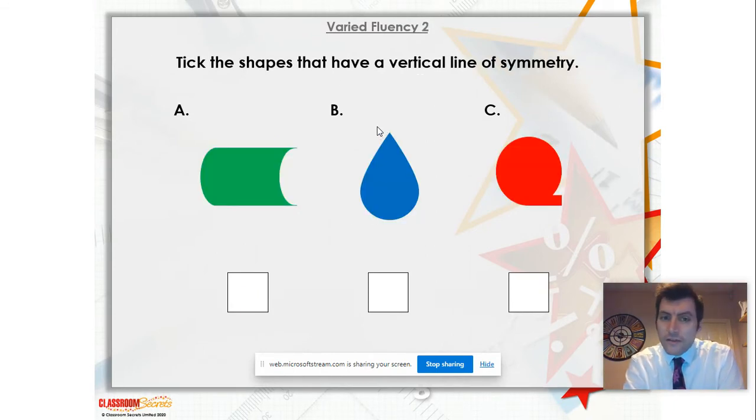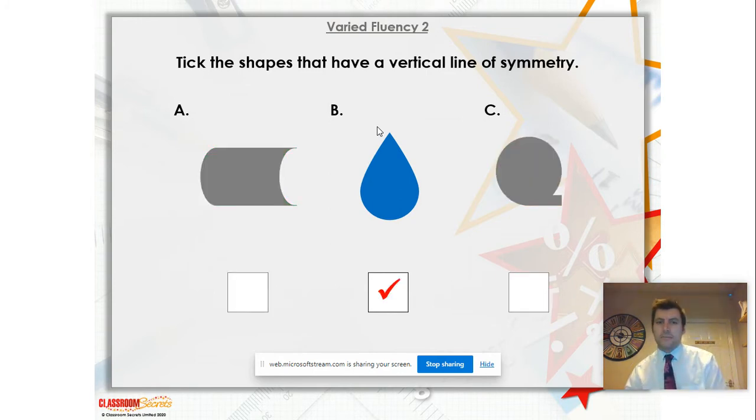Here, we haven't got any vertical lines of symmetry drawn, but one of these shapes could have a vertical line of symmetry drawn, and that would allow it to be equal on both sides of it. Have a look. Is it A, which looks like a green cylinder? Is it B, which looks like a blue teardrop? Or is it C, which looks almost like a rolled up piece of carpet? Which do you think?